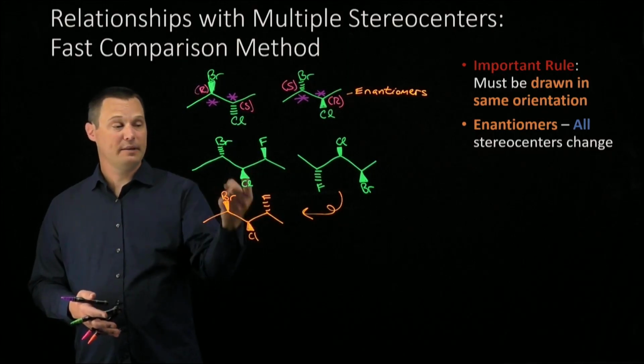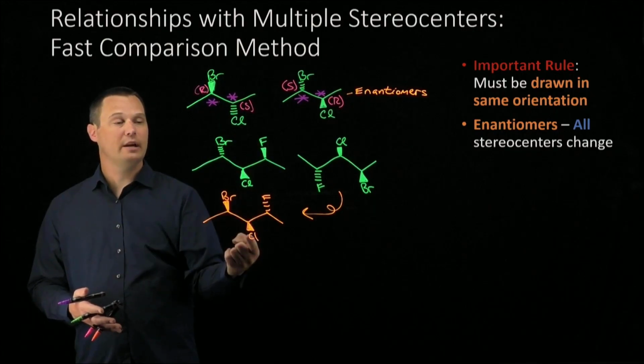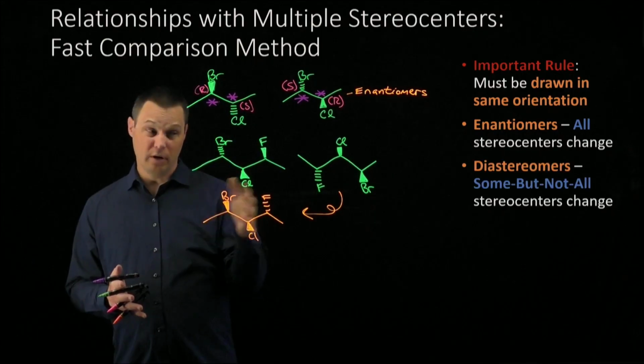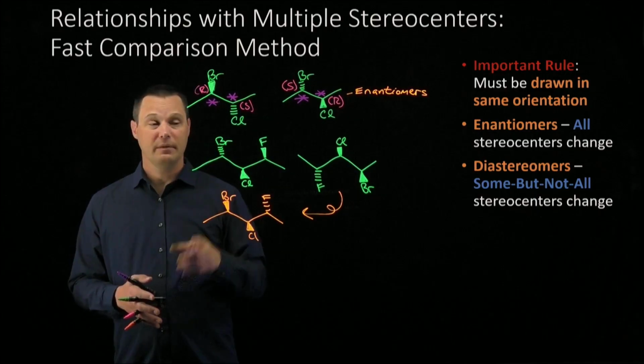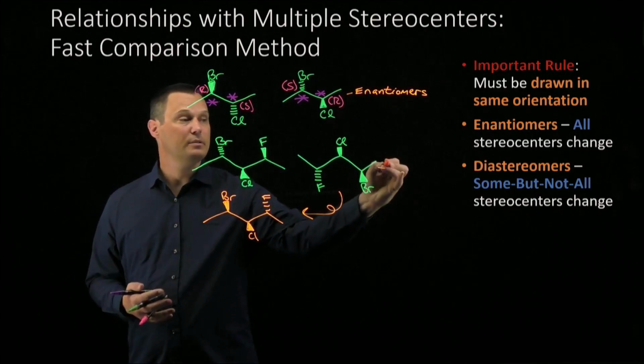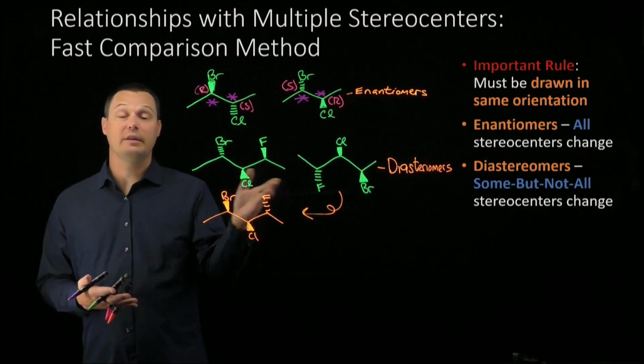Now we can do a direct comparison of the wedge-and-dash notation. Here, I see the chlorine is the same wedge-and-dash notation, but the bromine and the fluorine have switched their wedge-and-dash notation. As long as they're drawn in the same perspective, if some but not all of the wedge-and-dashes change their orientation, then these molecules are diastereomers. It really is that straightforward, as long as they're drawn in the same orientation.